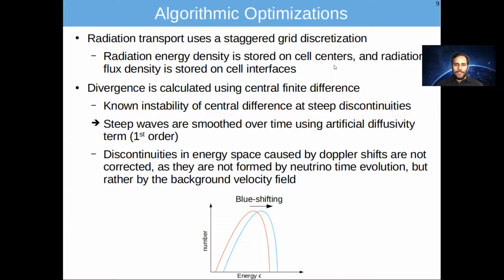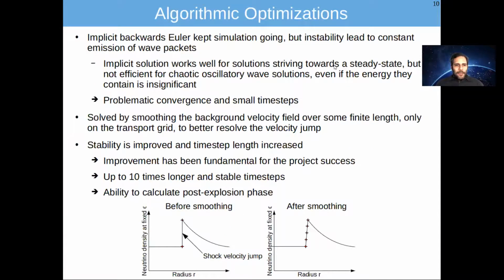However, we found that discontinuities in energy space caused by Doppler shifts are not corrected by these diffusive terms, as they are not formed by the neutrinos themselves, but rather by the background velocity field. Only modifying the neutrino diffusivity was then not enough. Our implicit backwards Euler time integration is unconditionally stable and so was able to keep the simulation running, but the instability led to the constant emission of wave packets.